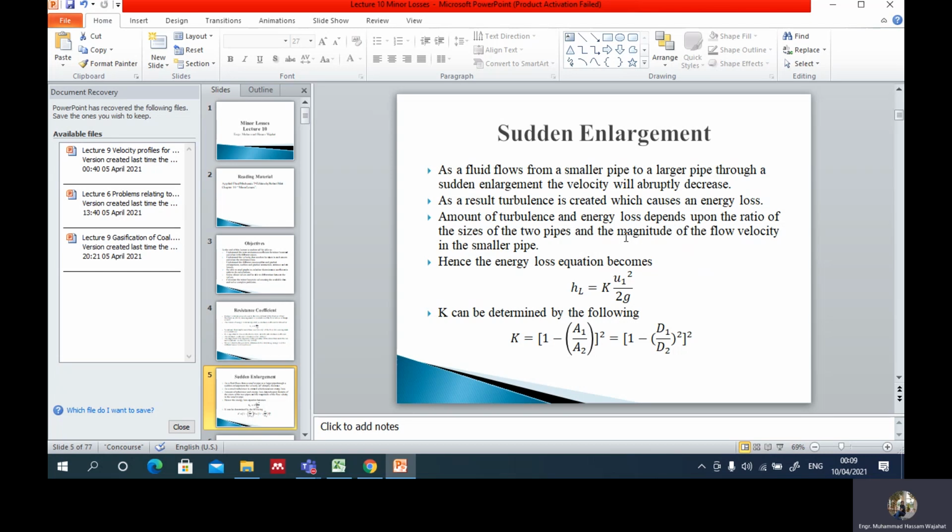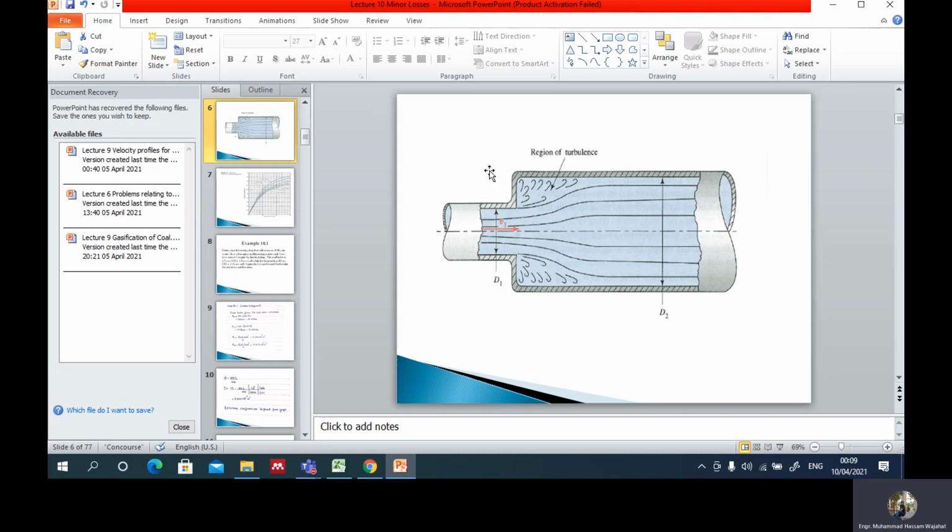When we are talking about enlargement, what should come to your mind? Enlargement means going from a small area to a large area. That is the meaning in the English language of enlargement. Small area to a large area. Second thing, the word sudden. Sudden means this happens extremely fast. So diagrammatically, if we look at sudden enlargement, follow my mouse again, from a small opening or pipe dimension, we go into a large pipe.